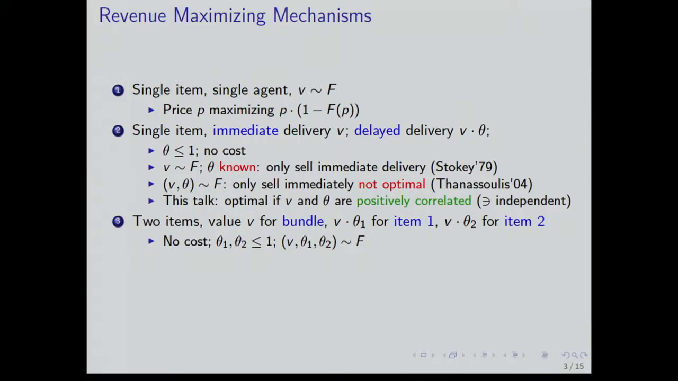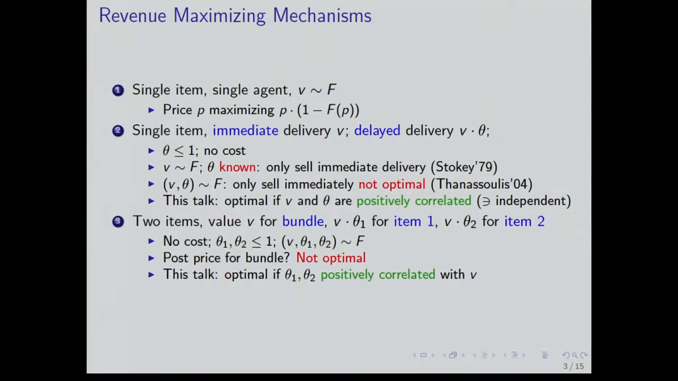And there's no cost. Then you can, again, go through the same argument and maybe at first conjecture that since the bundle is a favorite outcome for the buyer, maybe you should only sell that. We have seen many examples in this workshop that this is not true, not surprisingly anymore. And we can do more sophisticated stuff. But again, in this talk, we are going to see that if both of these parameters are positively correlated with the value for the bundle, then you just post a price for the grand bundle of items. Good. So there are 3 examples.